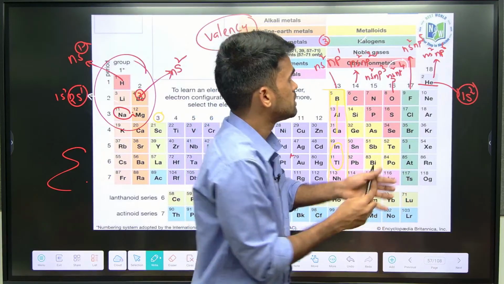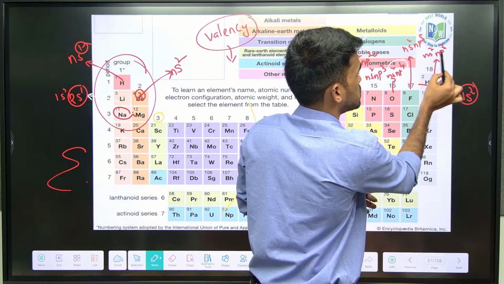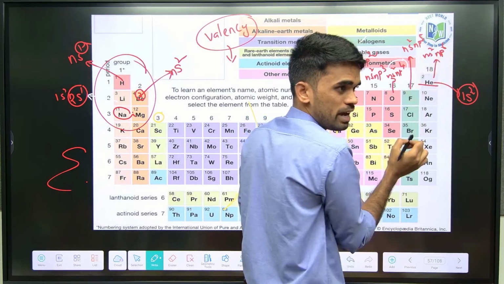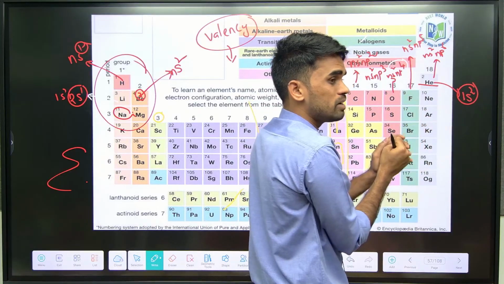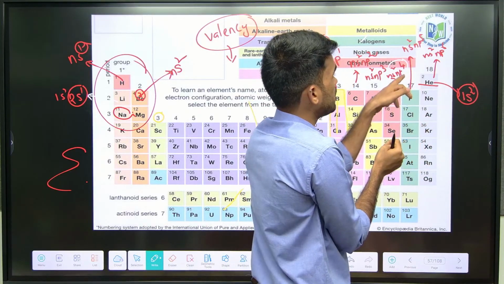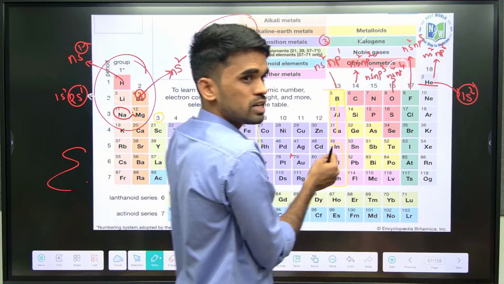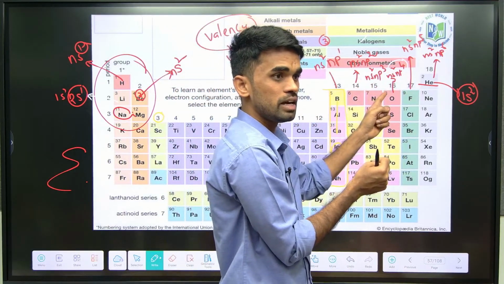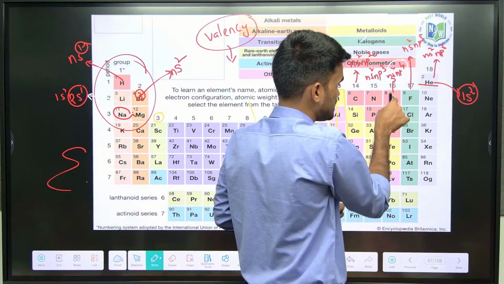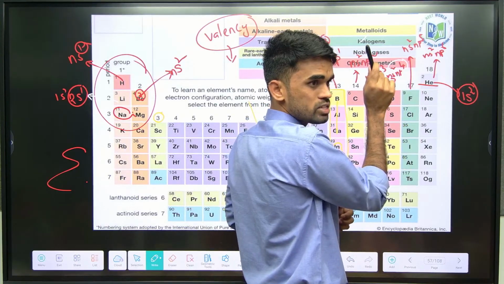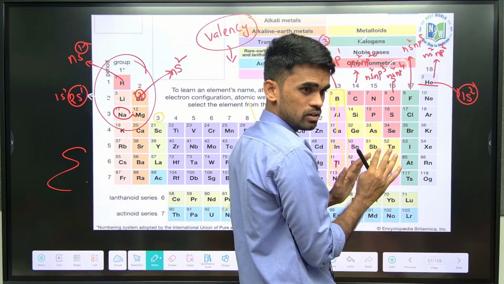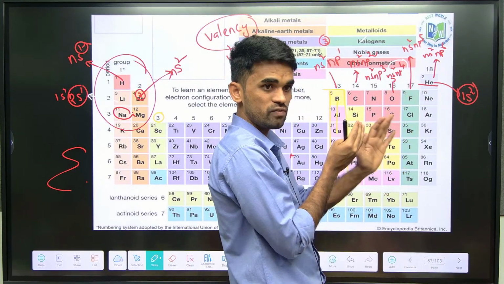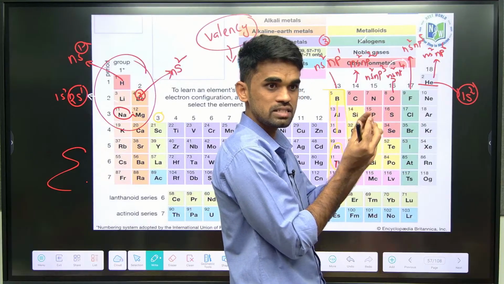Octet means what? ns2 np6. What is the total count here? 6 plus 2 is 8. So all these elements will try to get that 8. How is it possible? These are by losing and these are by gaining. So what is the valency of the oxygen family? 2. Is this clear? Valency electronic configuration is different and valency is different.